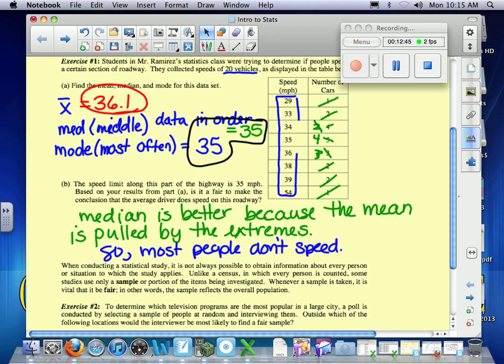So most people are not speeding. The average driver is not speeding. So was I right then?